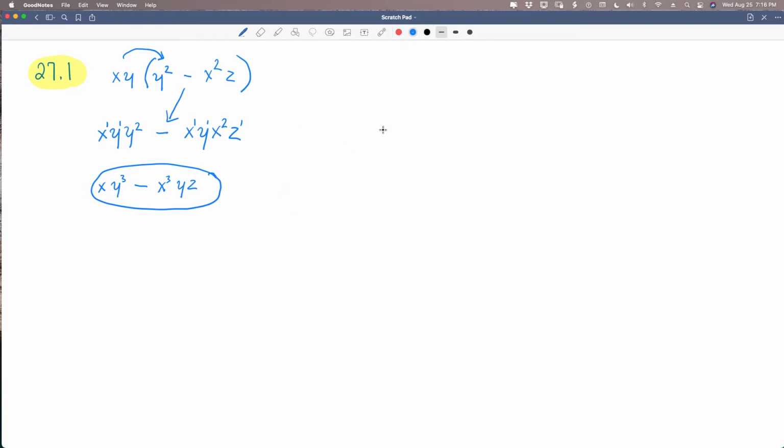Okay, so let's do another one. Let's do 27.2. All right, this one is a little bit more difficult because it has a constant with the variables, and there's a constant with the second term. So that means we can do some actual multiplication. But first, let's do the first term. So just write down 4xy cubed, and then write down the first term next to it, x to the fourth and y.